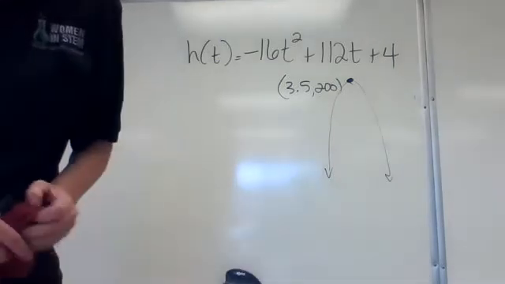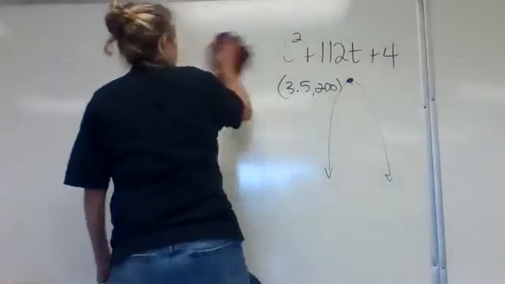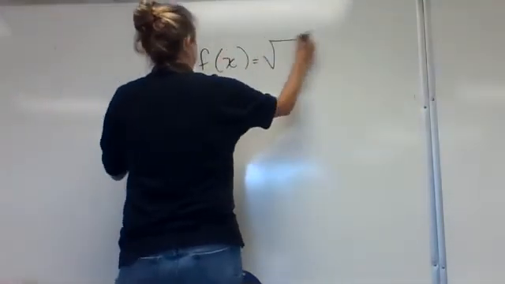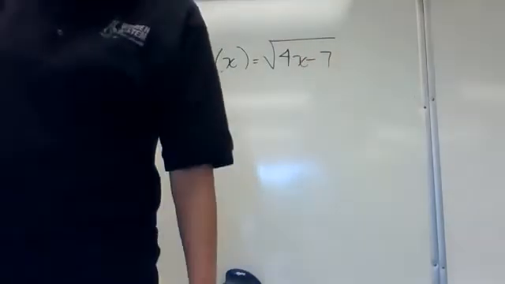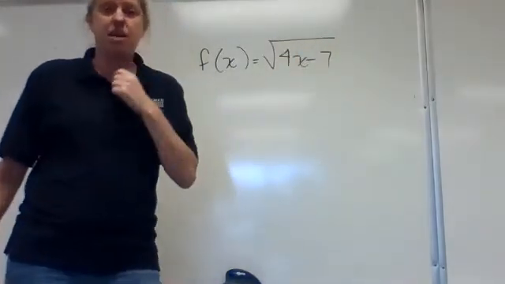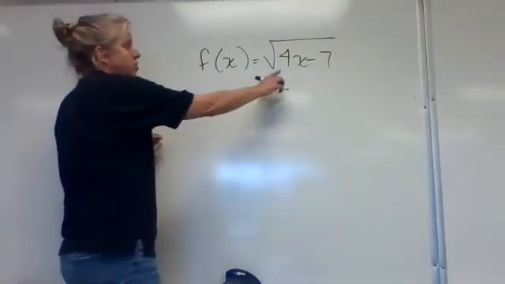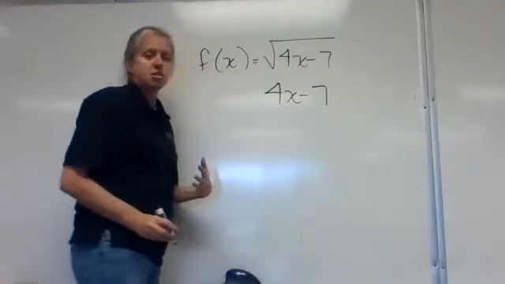Okay, number 16. Determine the domain of this function. So we're moving on to something new. It's a radical, it's a square root function. So I want to know the domain of this. So remember, when you're dealing with square roots, what's underneath here has to be positive. If not, you're going to get an error message in your calculator. So whatever is underneath it, which in this case is 4x minus 7, needs to be positive.